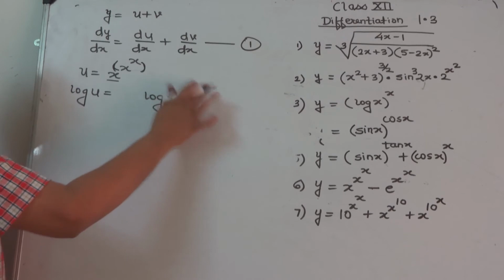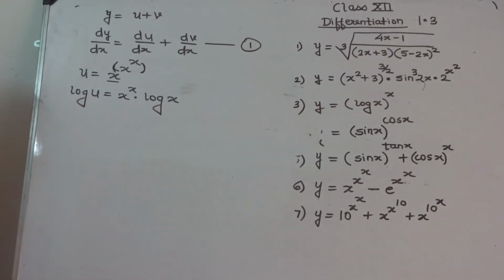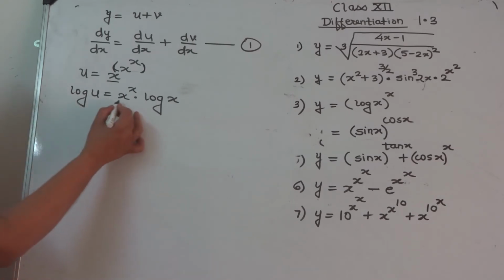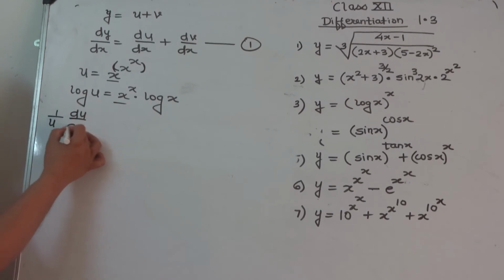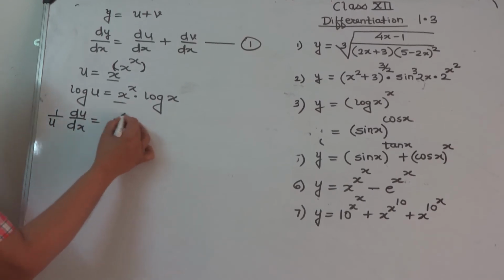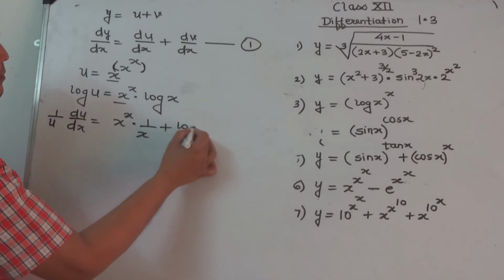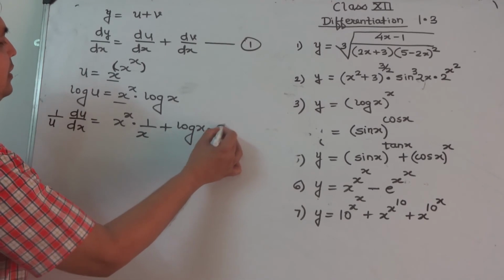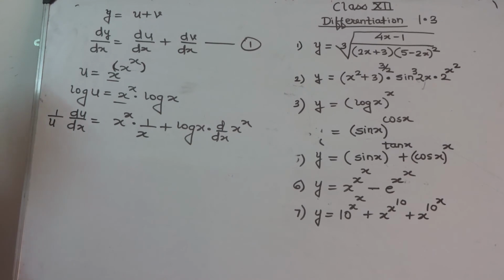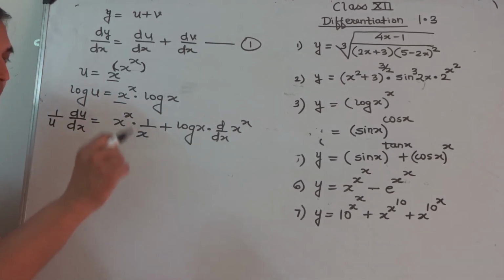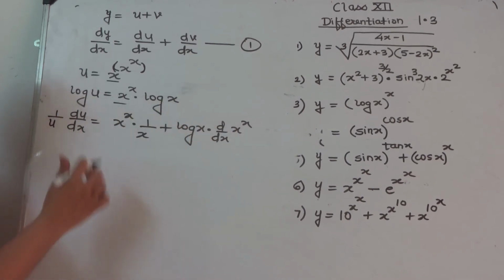And this x raised to x can be taken before log. So this is log u equal to x raised to x log x. This is a product rule. Derivative: 1 upon u du by dx equal to x raised to x, derivative of log x is 1 upon x, plus log x into, now this is the derivative of x raised to x. See, we do not know this value, there is no formula in our list, we have not learned this formula. We will solve it further. How to solve the derivative of x raised to x?